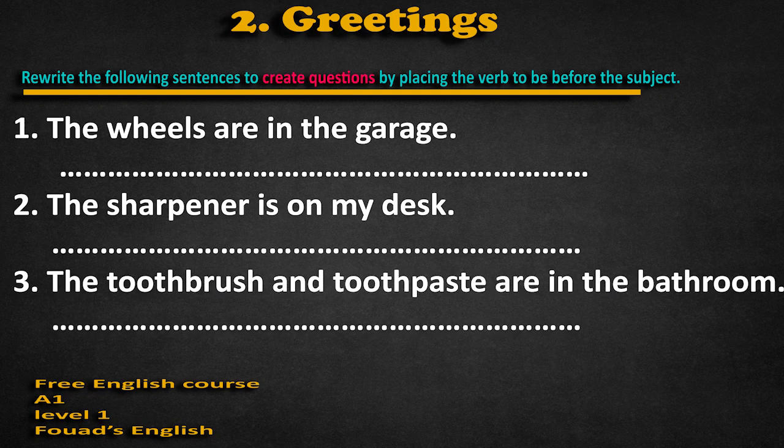أول سؤال هنا احنا عايزين نكون أسئلة. أول جملة بيقول لي the wheels are in the garage، العجلات موجودة في الجراج. دلوقتي لو أنا عايز أسأل يبقى هسأل هنا the wheels are، يبقى أنا هطلع الـ are مكان الـ wheels، يبقى are the wheels in the garage، هل العجلات موجودة في الجراج أو في الورشة؟ يبقى الإجابة yes the wheels are in the garage.